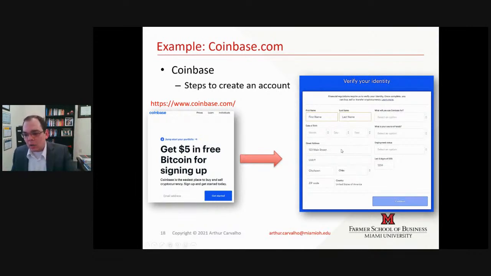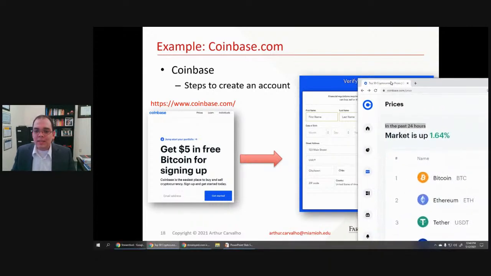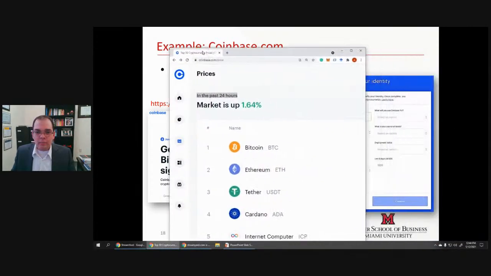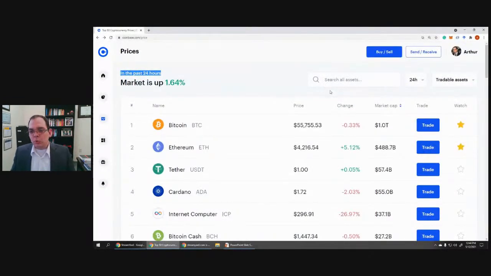So as soon as you create an account here, I'm going to show you now, and I hope you will be able to see my screen. And I'm going to ask you, JJ, if I'm having any technical issues to help me here. But I hope you can see now Coinbase in my browser.